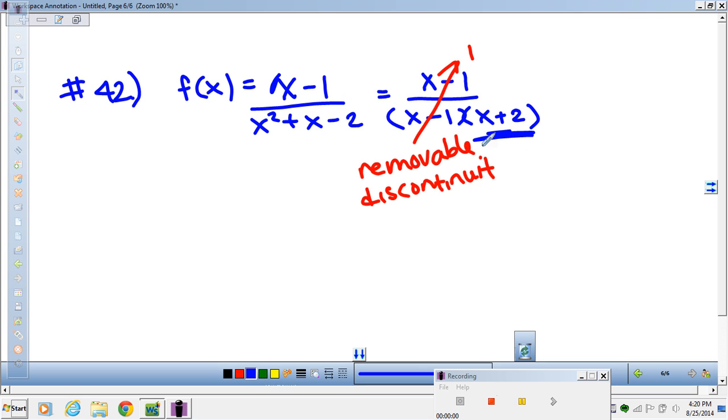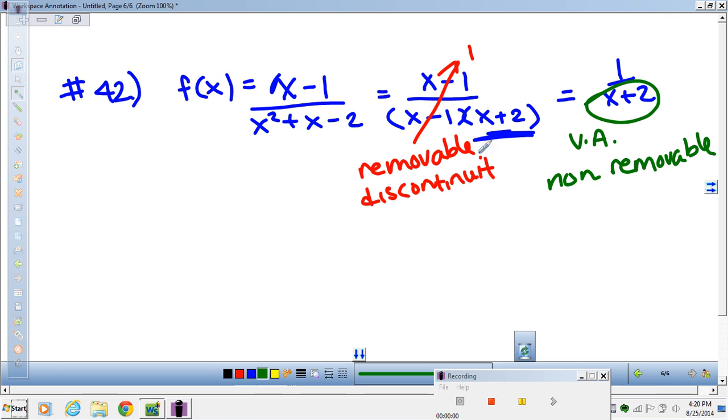Whatever is left over, in this case the x plus 2 factor, so now I have 1 over x plus 2, that didn't go away, so I know that this becomes a vertical asymptote. And so that's a non-removable discontinuity. So I have a removable discontinuity at x equals 1, and I have a non-removable discontinuity at x is equal to negative 2.